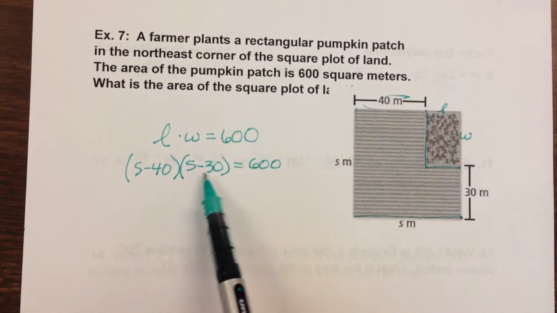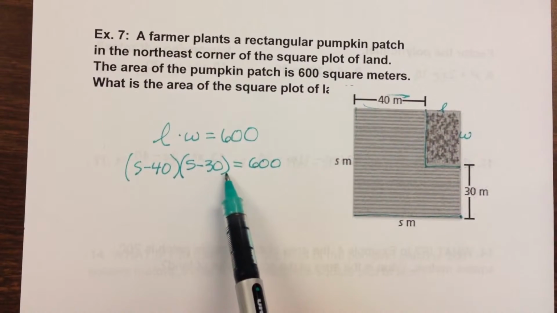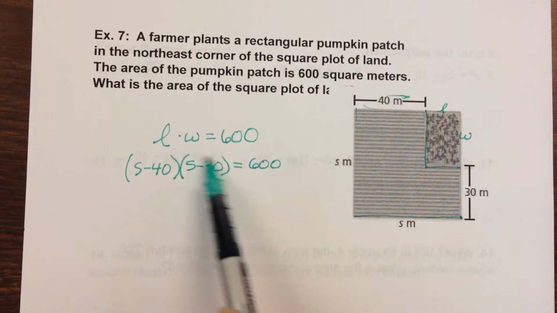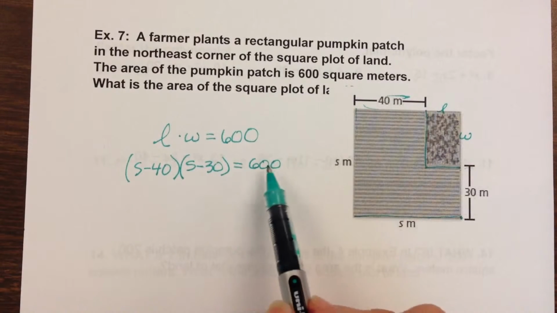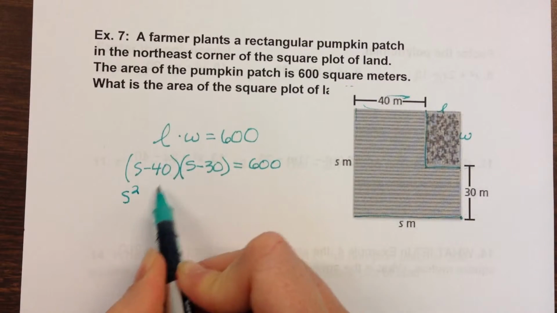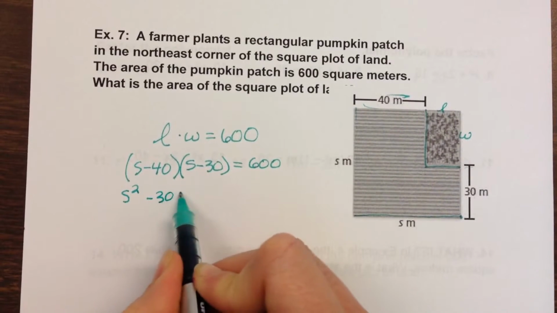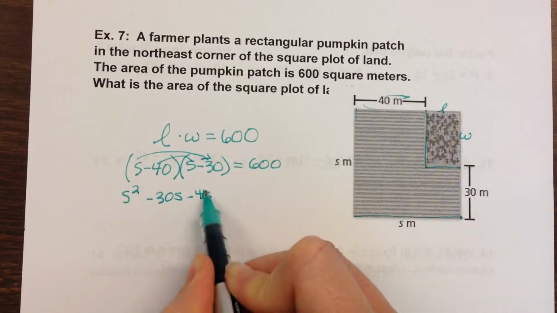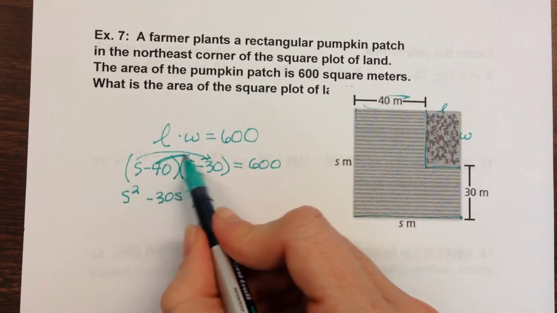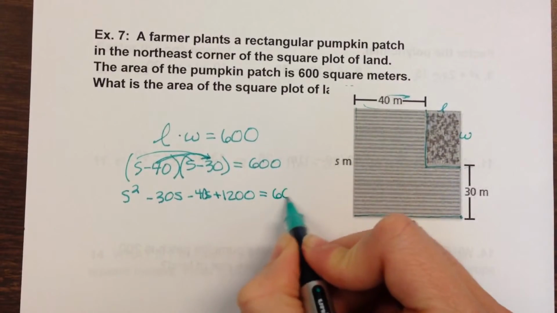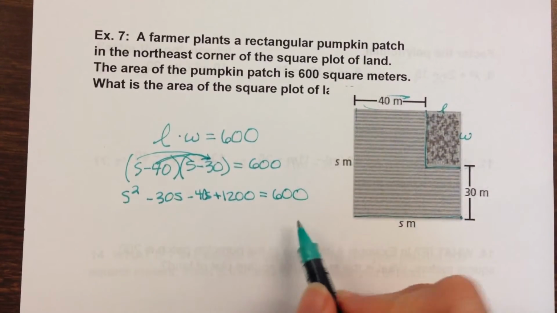So I know that I can only solve a polynomial if it's in factored form, which this is, and I can only do that when I have the zero product property. But I don't have a zero right here. So I'm actually going to have to multiply this. S times S is S squared, minus 30S, minus 40S, whoopsie, and then negative 40 times a negative 30 is a positive 1200. And then I need to make this side equal 0.